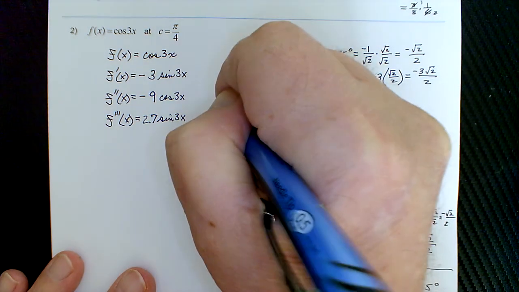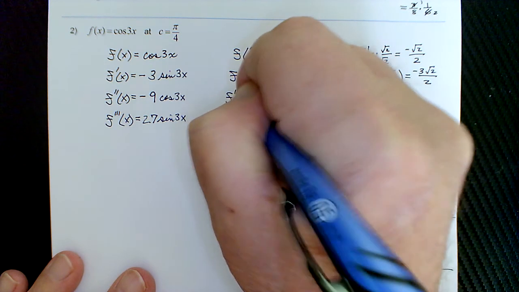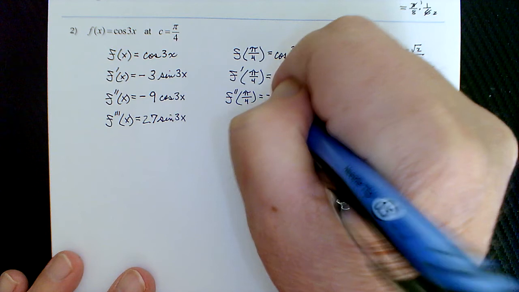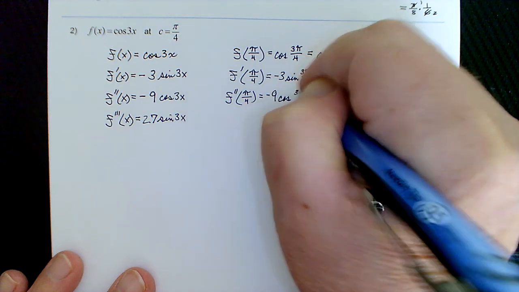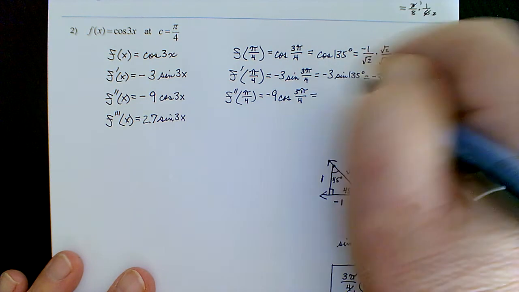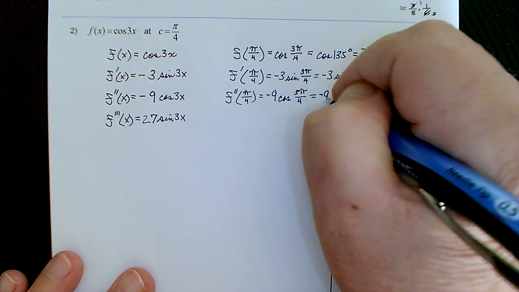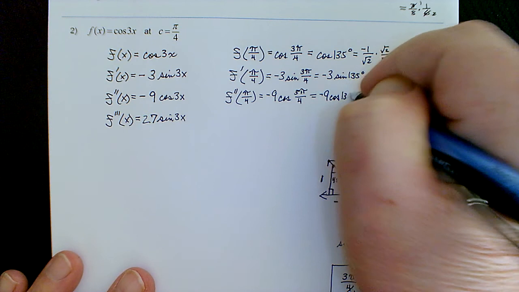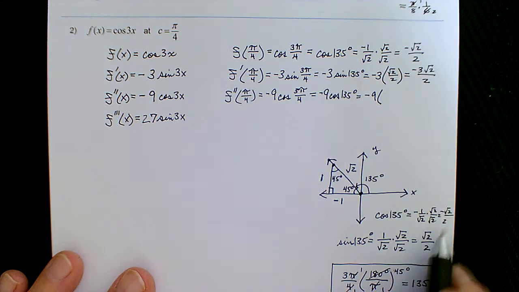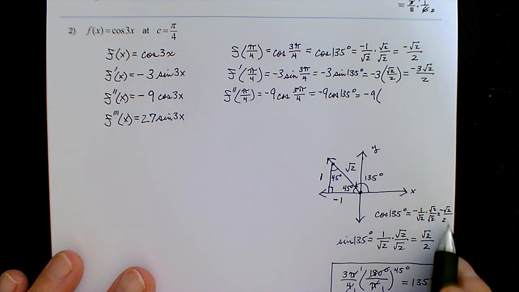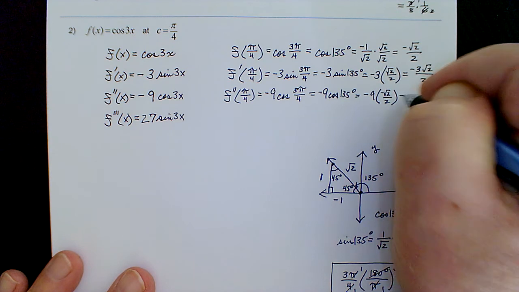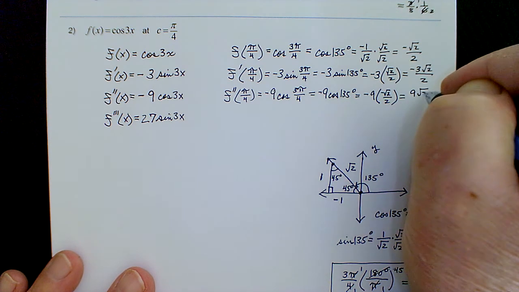Okay, and then f double prime of pi over 4 is -9 cosine 3 pi over 4. You know what the cosine is, you can plug it in now. But if you want to show negative cosine 135, then that's -9 times, cosine was a negative radical 2 over 2. So we get positive 9 radical 2 over 2.